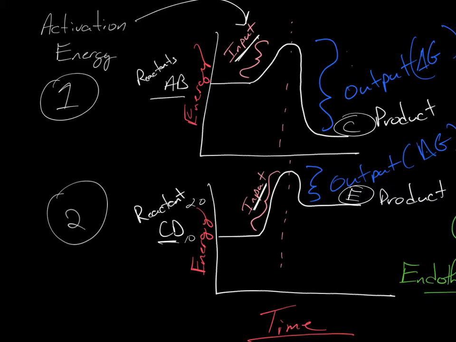Now you still got some output, didn't you? But really, your output was dwarfed by how much you had to put in. These are called endothermic reactions. And if you want to see one of these, by the way, do you think that this number 2 is going to feel cold or hot?